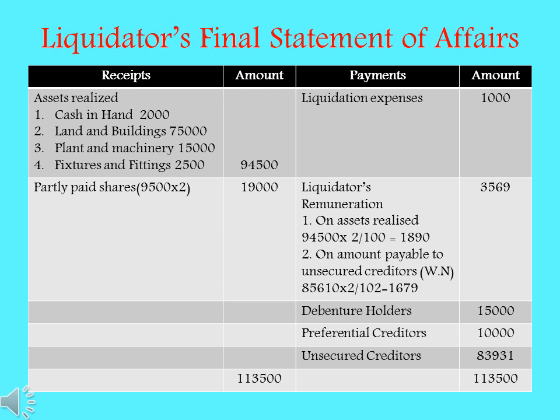Then we record the preferential creditors rupees 10,000. And the remaining amount left after making the above items is the amount payable to unsecured creditors, that is rupees 83,931.